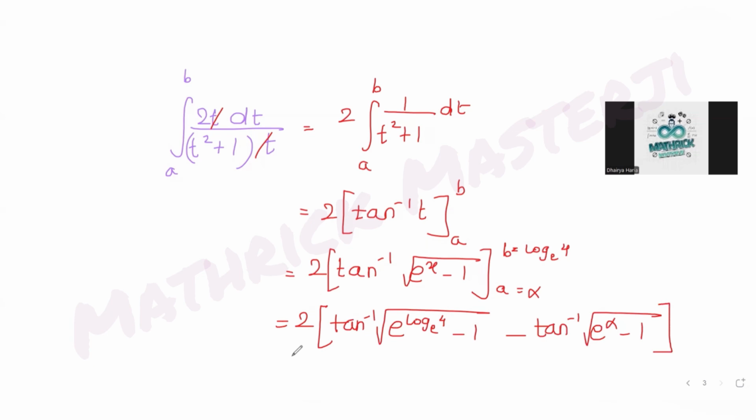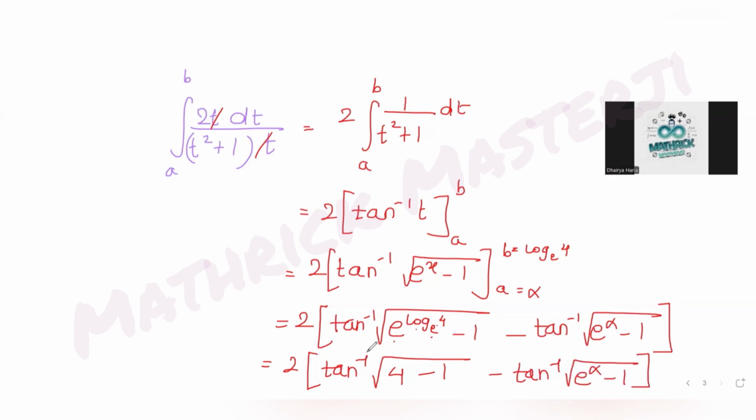So we get this entire thing, and if I further try to solve it, this is tan inverse of square root of e raised to log 4 to the base e, which is basically 4, minus 1, minus tan inverse of square root of e raised to alpha minus 1. So we have this entire thing with us.